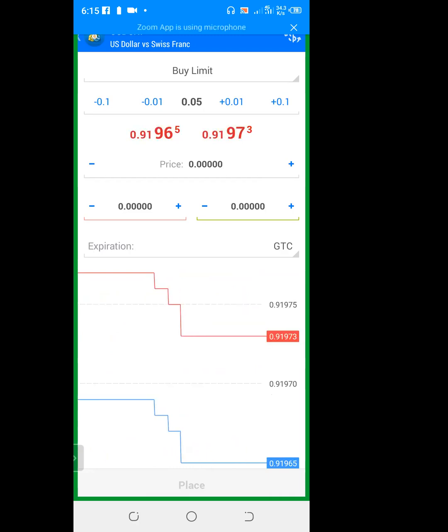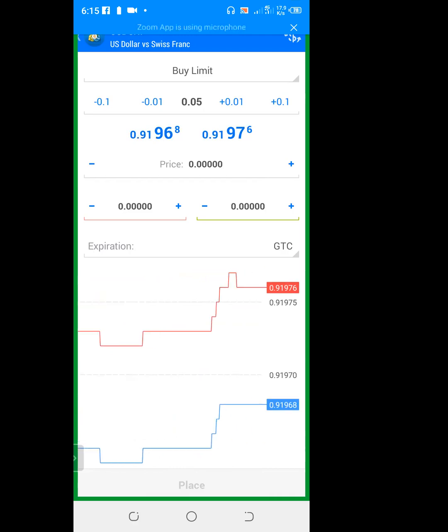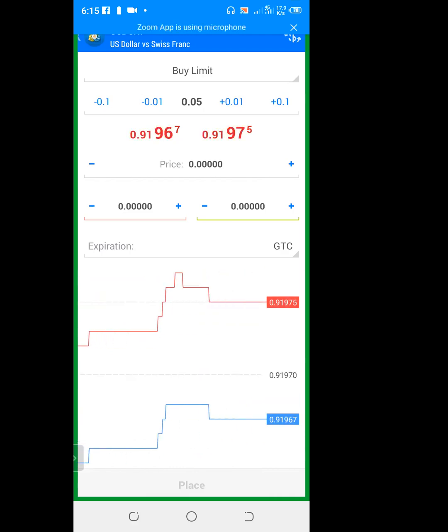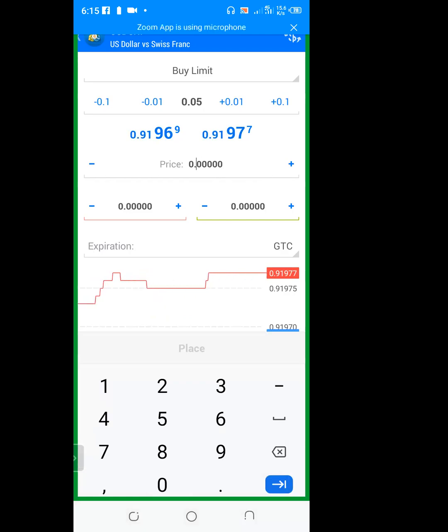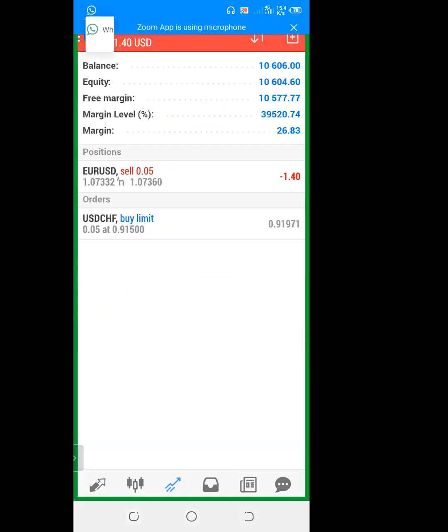So where the price is, John, please type 0.915. Let's just set that. Put 0.915. Can you see? The place button is now highlighted, meaning you can place that trade. So place the trade, please. Click on place. Can you see? So that's an example of a pending order.